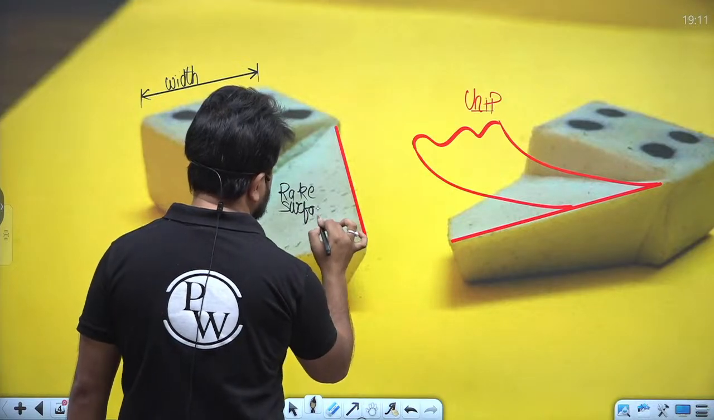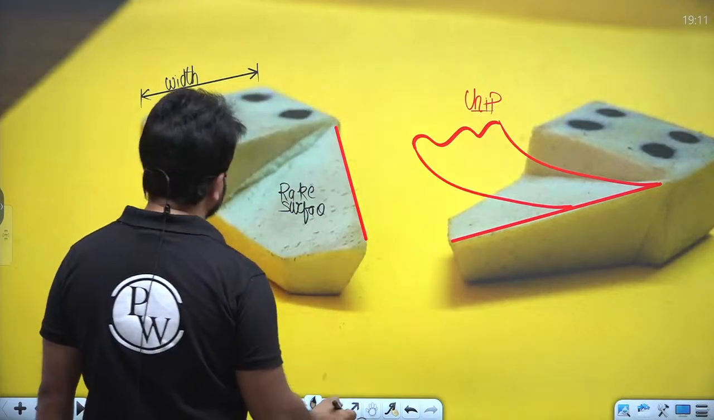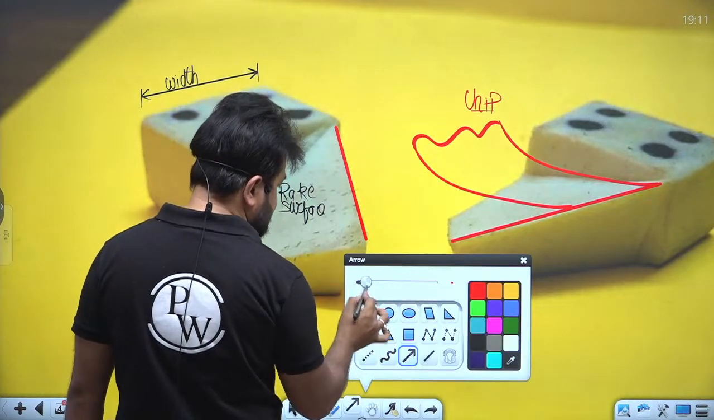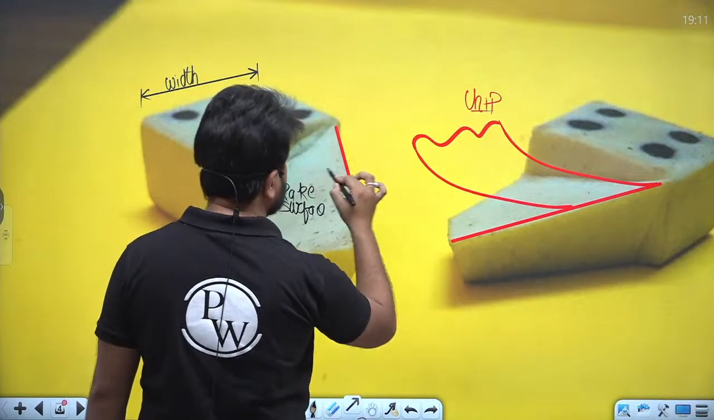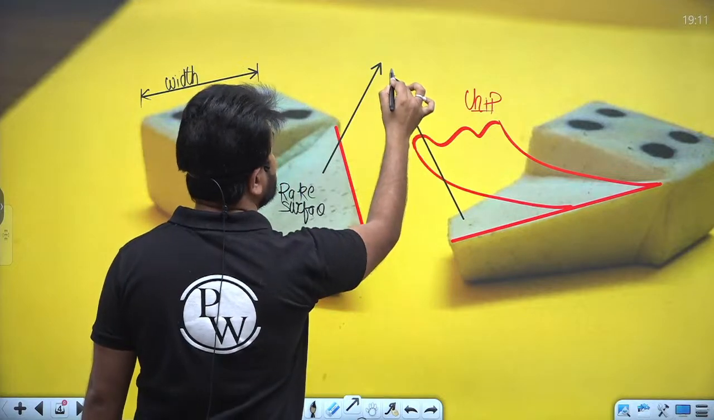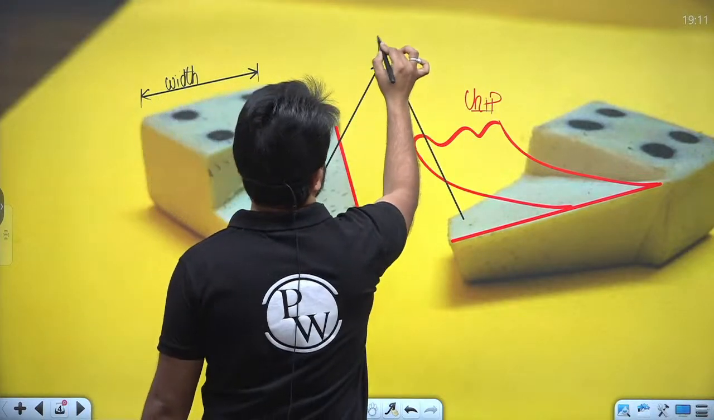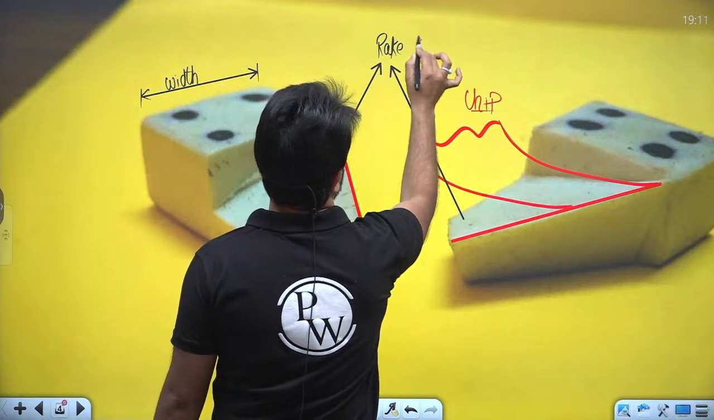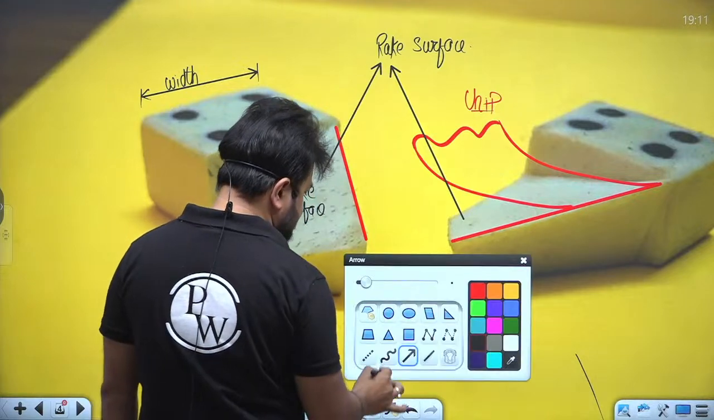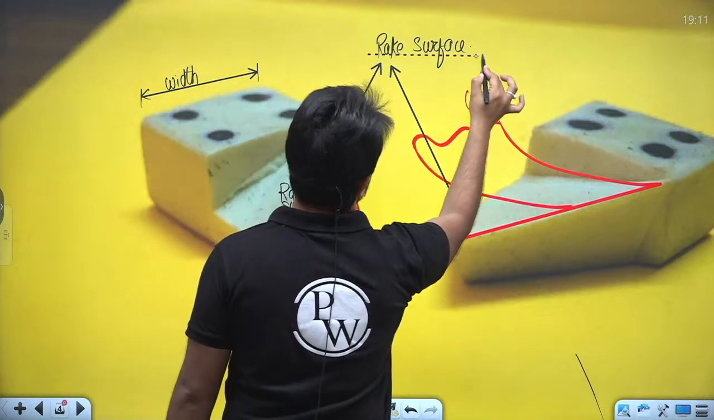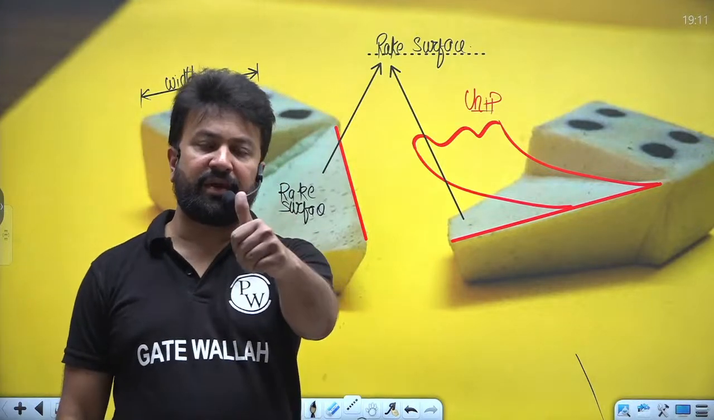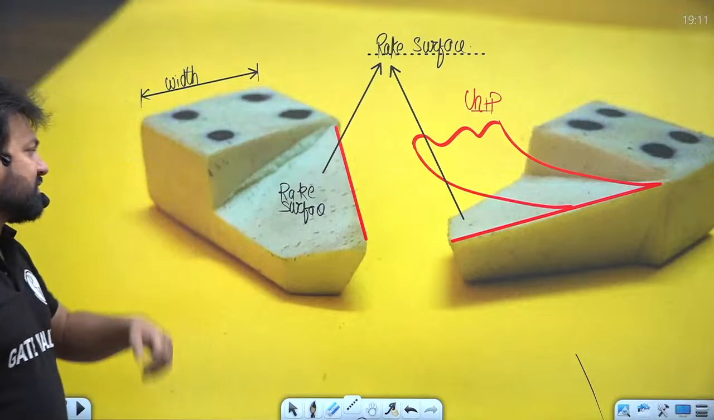Rake surface. I'm talking about this surface of the tool, and this surface of the tool is known as the rake surface. Tell me, is that surface clear to you? Yes or no? Very good. That surface is known as the rake surface.